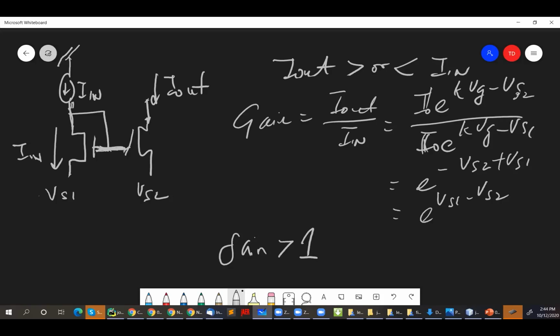Oh, I see. Some say Vs1, some say Vs2. Some say both. That's a good one. Well, we want a gain that's greater than 1. So you can look at the equation here, right? If I want a gain that's greater than 1, then Vs1 has to be greater than Vs2. If I set Vs2 to ground, then Vs1 will be some voltage that's higher than ground. If I set Vs1 to ground, then Vs2 has to be negative.